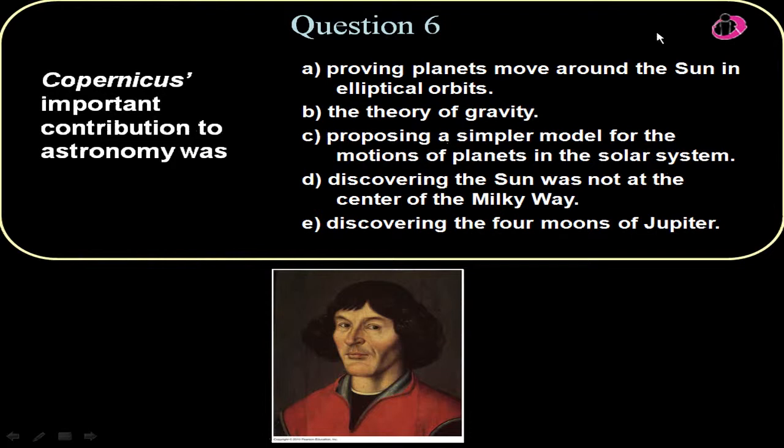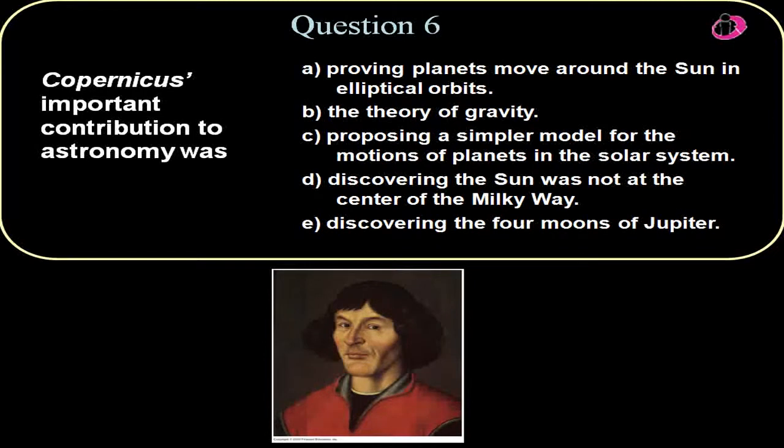Question number 6. Copernicus's important contribution to astronomy was? Well, as we discussed, Copernicus proposed the heliocentric model, the sun-centered model of the solar system, where the planets went around the sun in more or less circular orbits.